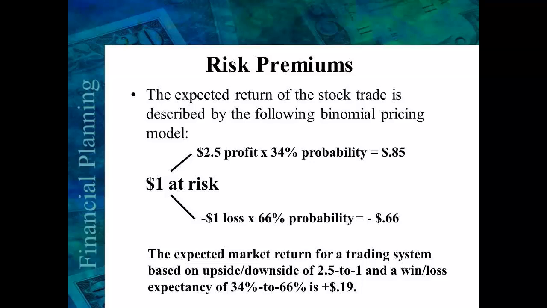The expected return of the stock trade can be described with a binomial pricing model. If you put $1 at risk, you anticipate that 34% of the time you will earn a profit of $2.50 on the investment. In other words, your expected payoff is $2.50 times 0.34, or 85 cents. 66% of the time you expect to lose the entire $1 you put at risk. The cost of this scenario is expected to be 66 cents. In this example, your expectancy is a plus 19 cents over time.